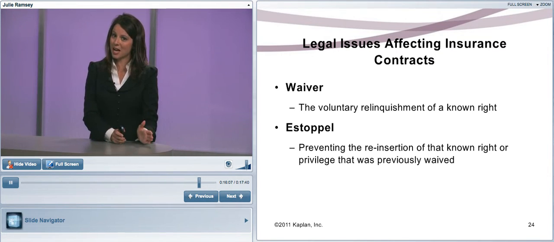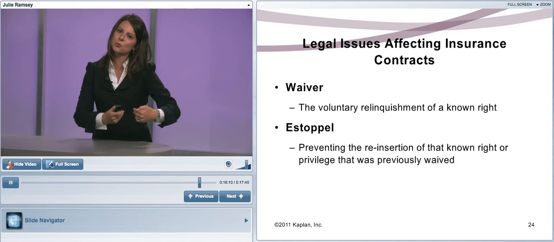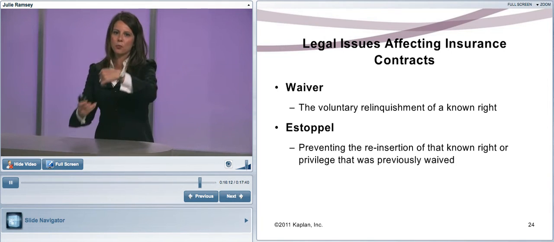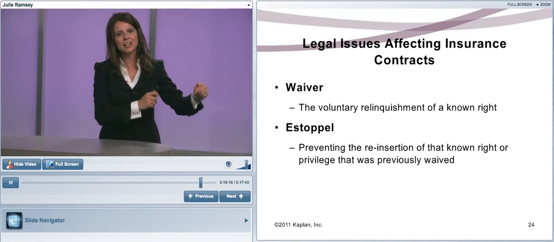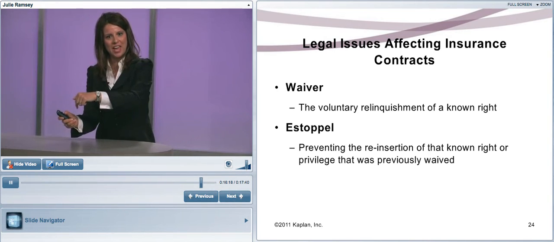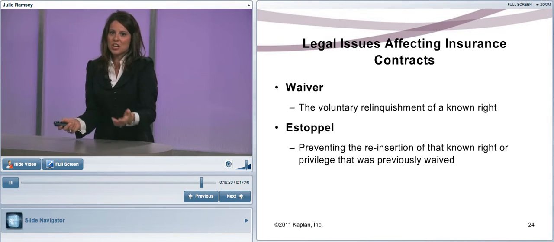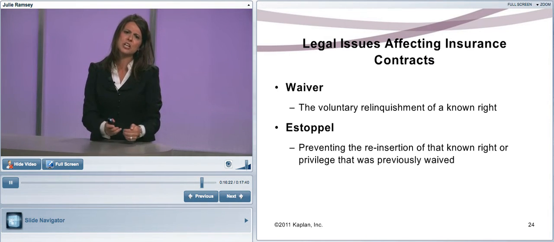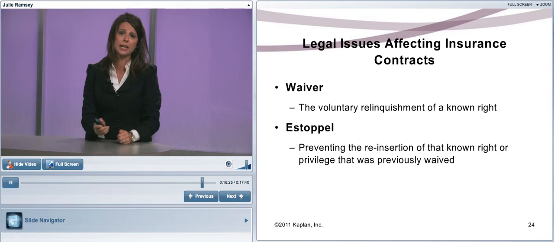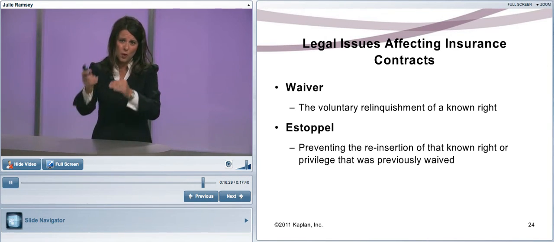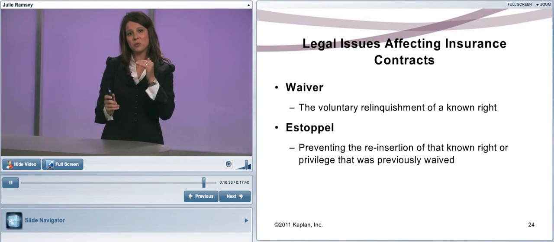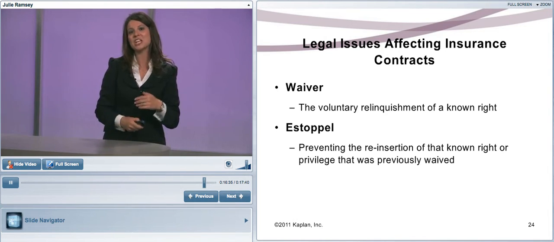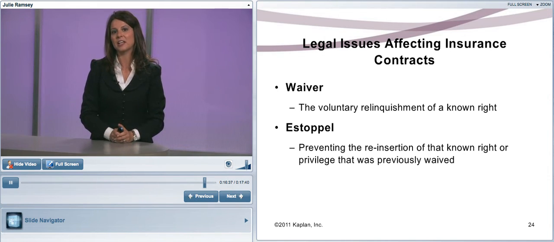Estoppel. Now, estoppel is preventing the reinsertion of that known right or privilege that was previously waived. Estoppel means you can't come back on that thing that you waived, right? And then change the rules. So we could never deny a claim because Joe Client forgot to put his middle name. Why? Because we waived it. So waiver means we're going to be nice. We're going to waive it. Estoppel means we will continue to be nice. We won't change the game rules later on in play.